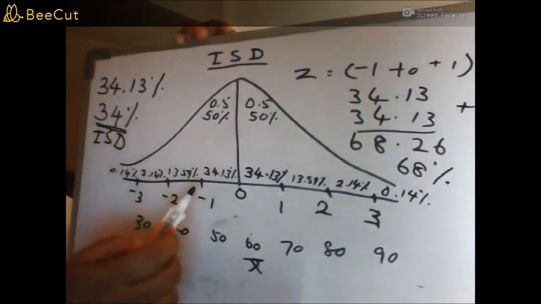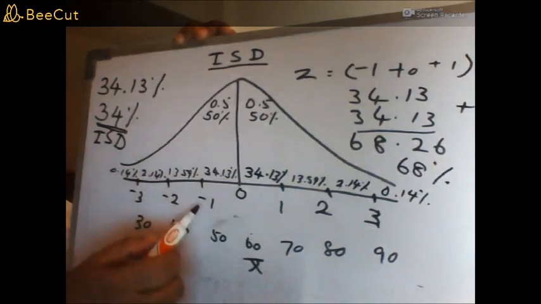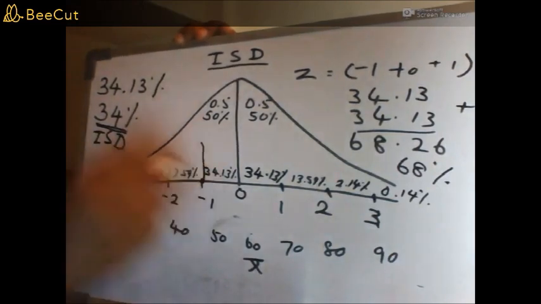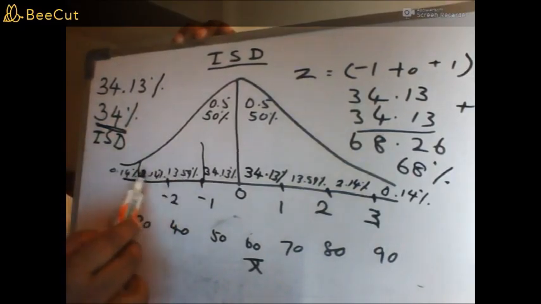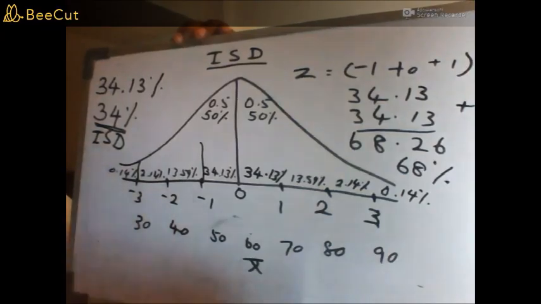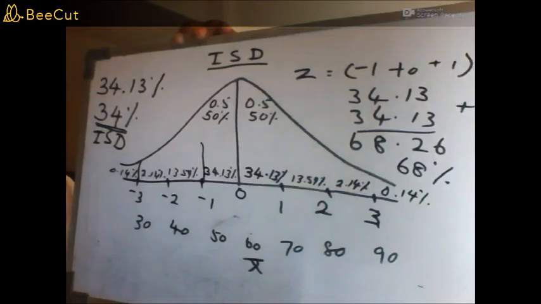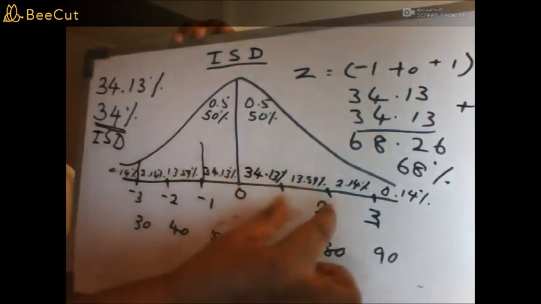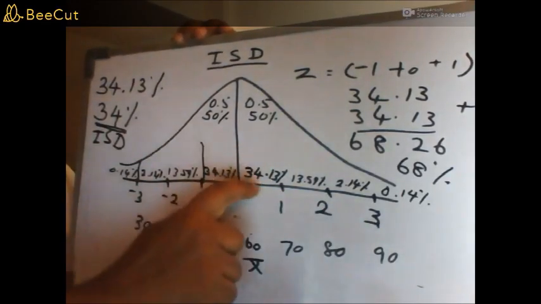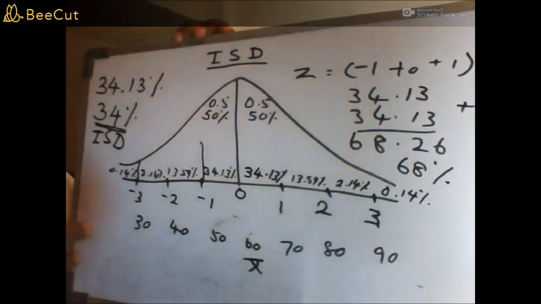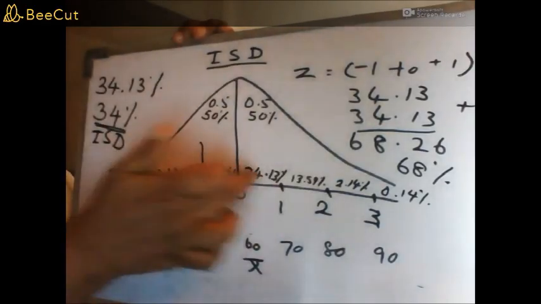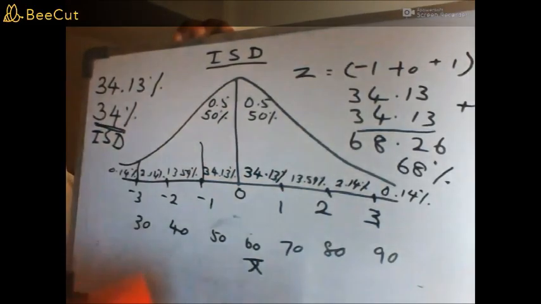Then what is the ISD between -3 and -1? So -3 to -1. You have to add these two together and get the rounded number. That's the ISD. So ISD means you round it up and find the gap. You have to remember this side, right? 34.13, 13.59, 2.14. That's not that common, but at least these two you have to remember. All right.